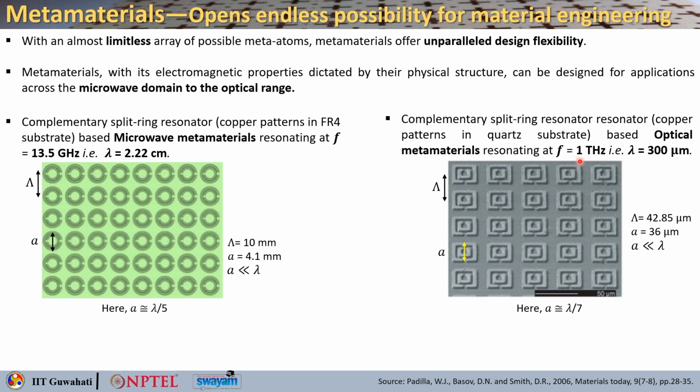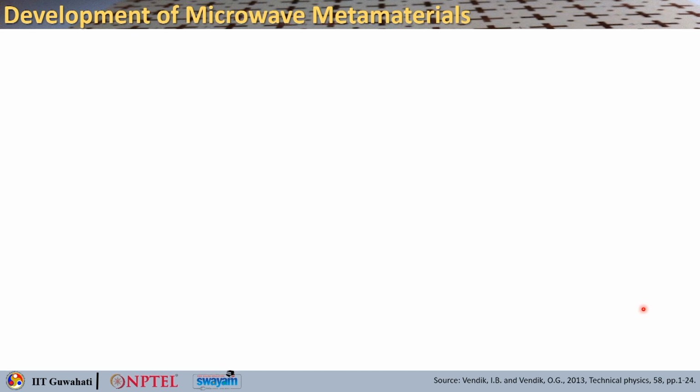So, f is around 1 terahertz. Okay. So, lambda is typically 300 micron. You can see the periodicity and the element size. So, they are sub wavelength. Okay. So, what I want to show is that the same concept can be applied in microwave as well as optical regime. Okay. So, this is how metamaterials can be designed for specific applications.